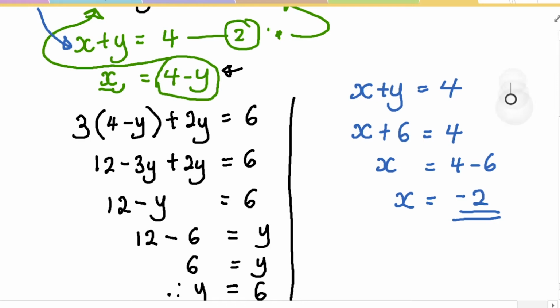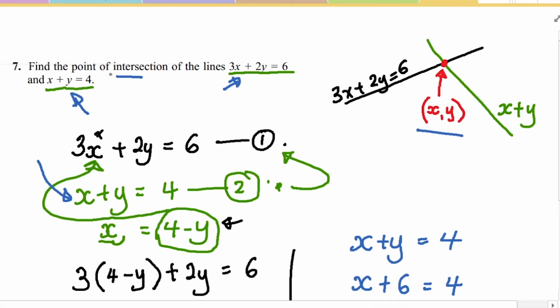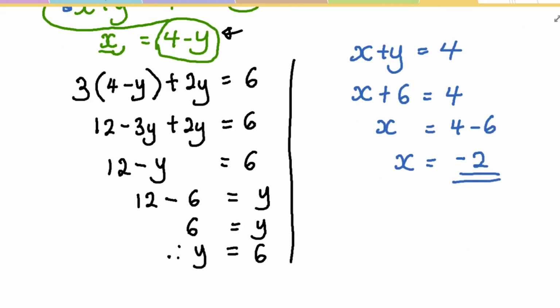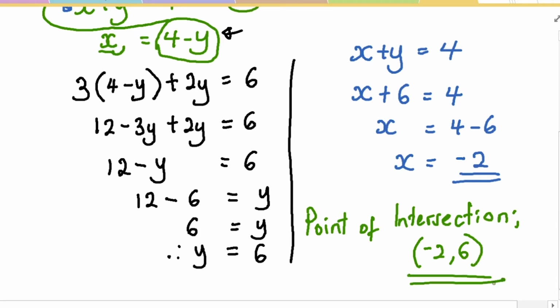So this simply means that to answer the question, which says find the point of intersection of these two lines, you can conclude and say the point of intersection of those two lines is x, which is negative 2, comma y, which is 6. So it's negative 2, comma 6. That's where the two lines intersect. That's where the two lines agree.